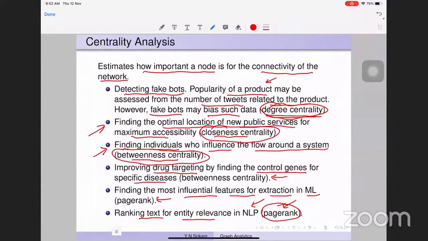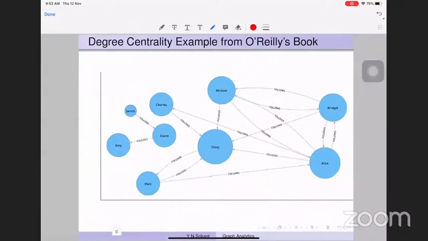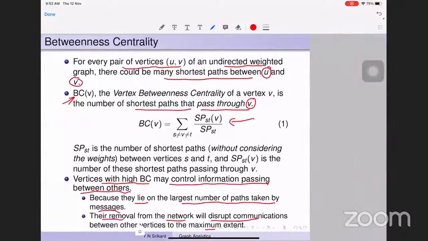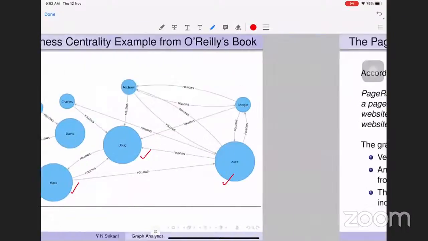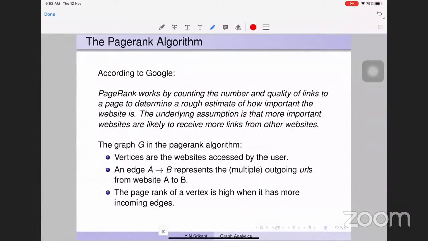Finding the most influential features for extraction in ML and ranking text. These are the two applications that I mentioned for PageRank. But let us first understand what is PageRank. How does it say these are the most influential things, etc.? And how was PageRank born? PageRank actually is a contribution from Google. And how did it actually take birth?